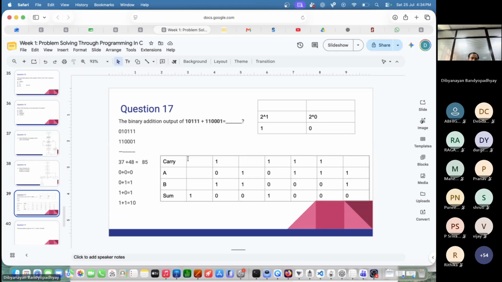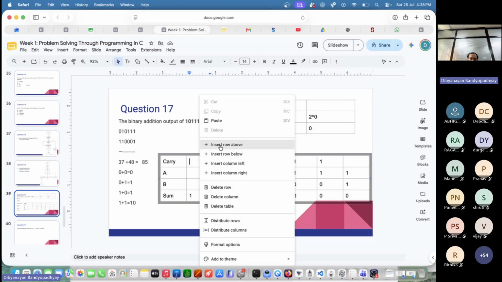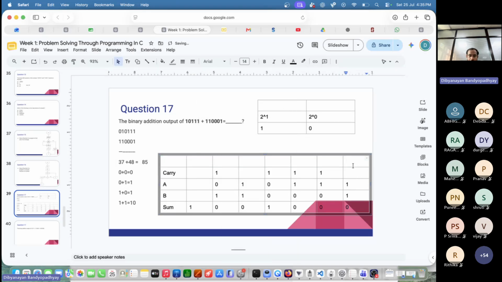So let me verify these numbers, okay? If the sum is correct or not. So how do we verify that? We just create another row like this. Insert row above. So you just have these numbers: 2 to the power 0, which is 1 here, 2 to the power 1 here, 2 to the power 2 here, 2 to the power 3 here, 2 to the power 4 here, 2 to the power 5 here, and 2 to the power 6.